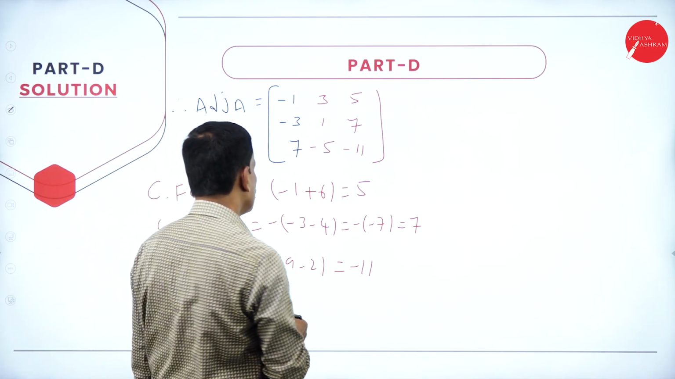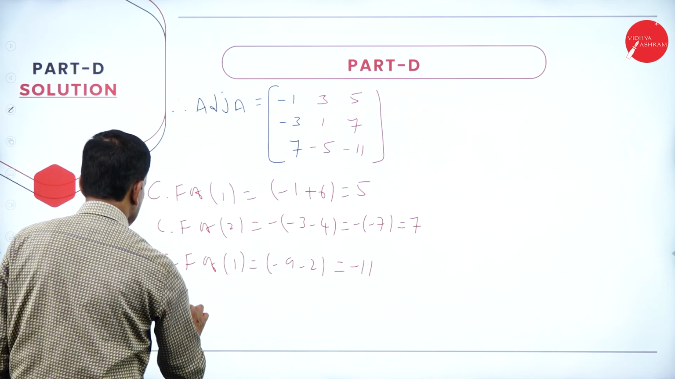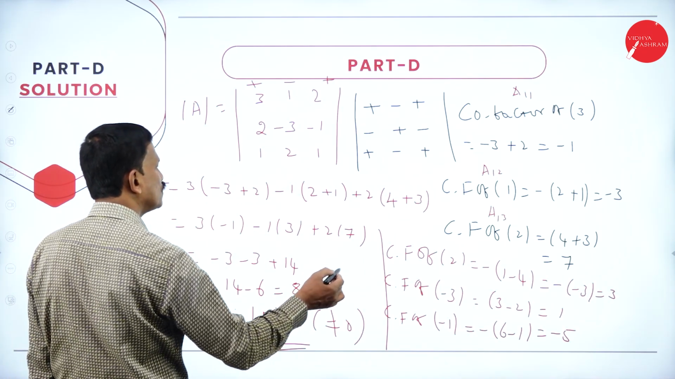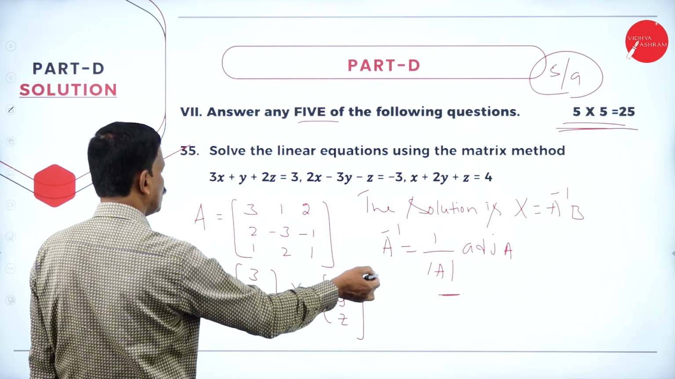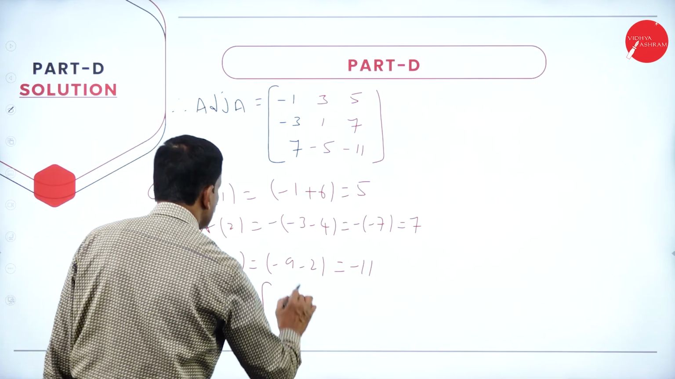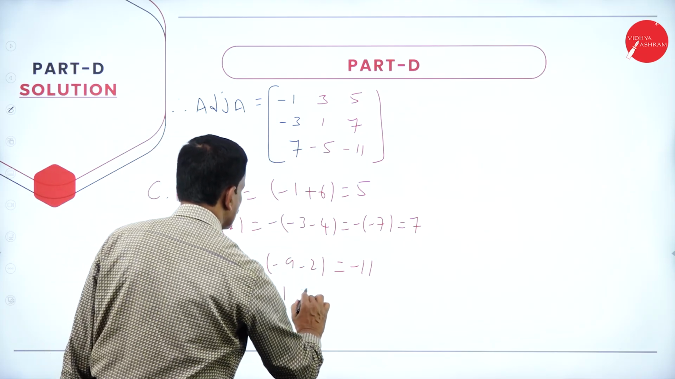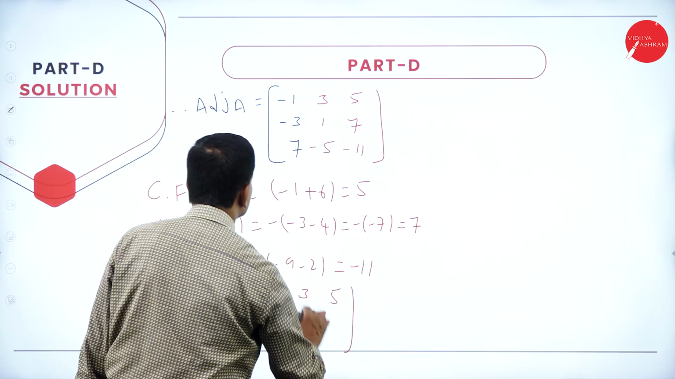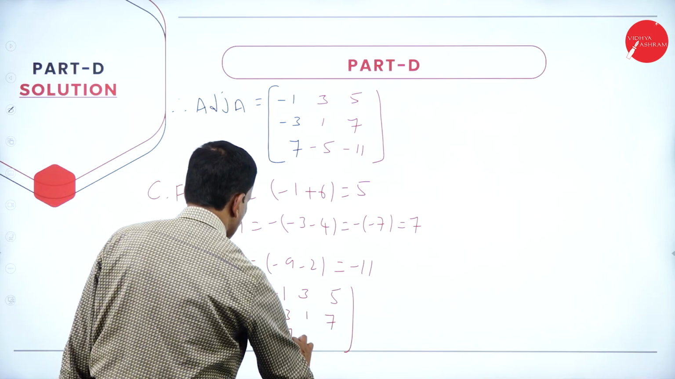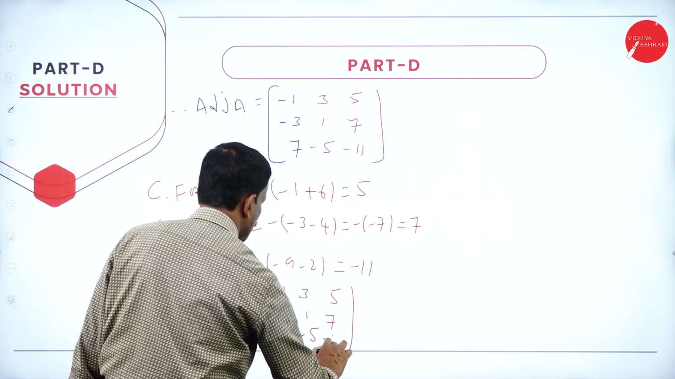Now, therefore, A inverse is equal to 1 over determinant of A into adjoint of A. What is determinant of A? Determinant of A is 8. 1 over 8 into the adjoint of A, which is minus 1, 3 and 5, then minus 3, 1, 7, then 7, minus 5 and minus 11.